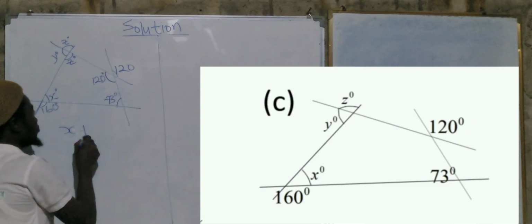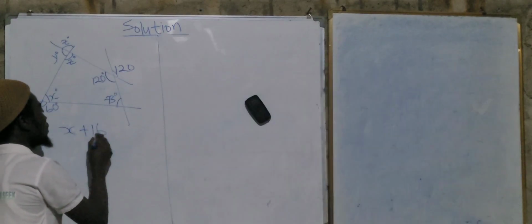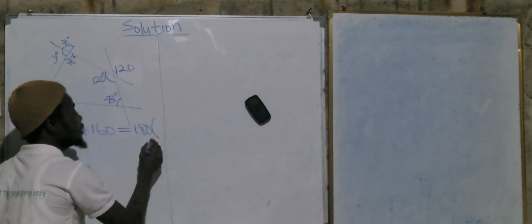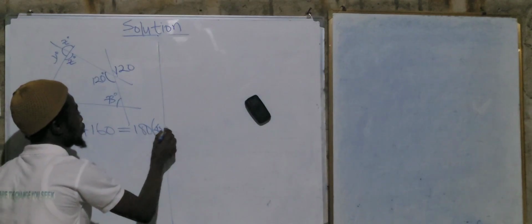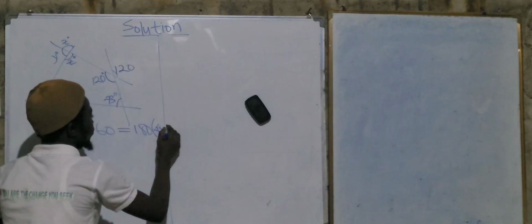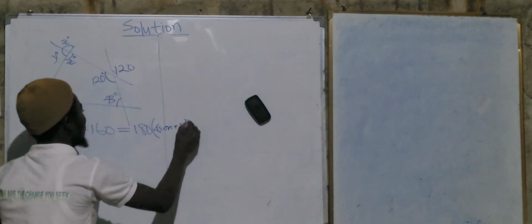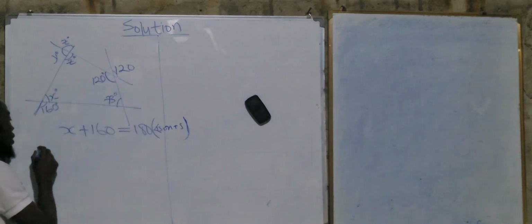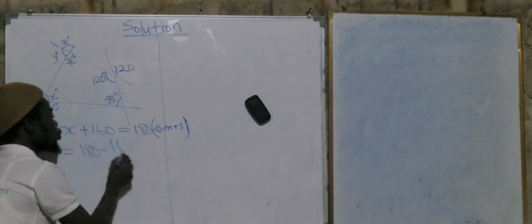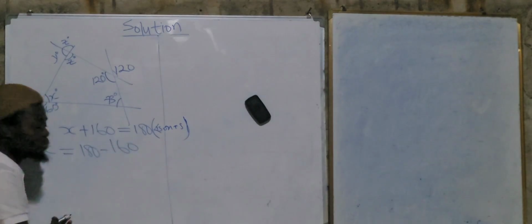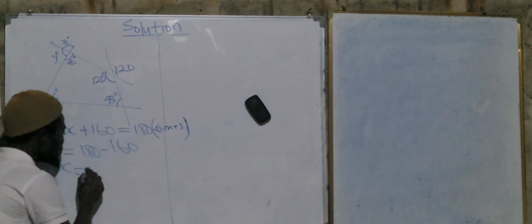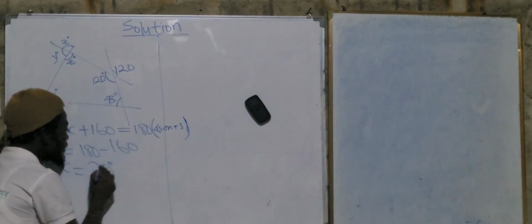X here plus 160 is now equal to 180. Reason: angles on a straight line, right? Yes, sir. Angles on a straight line. Okay? So therefore we now say X is equal to 180 minus 160. Are we okay? Yes, sir. And X here is now equal to 20 degrees.